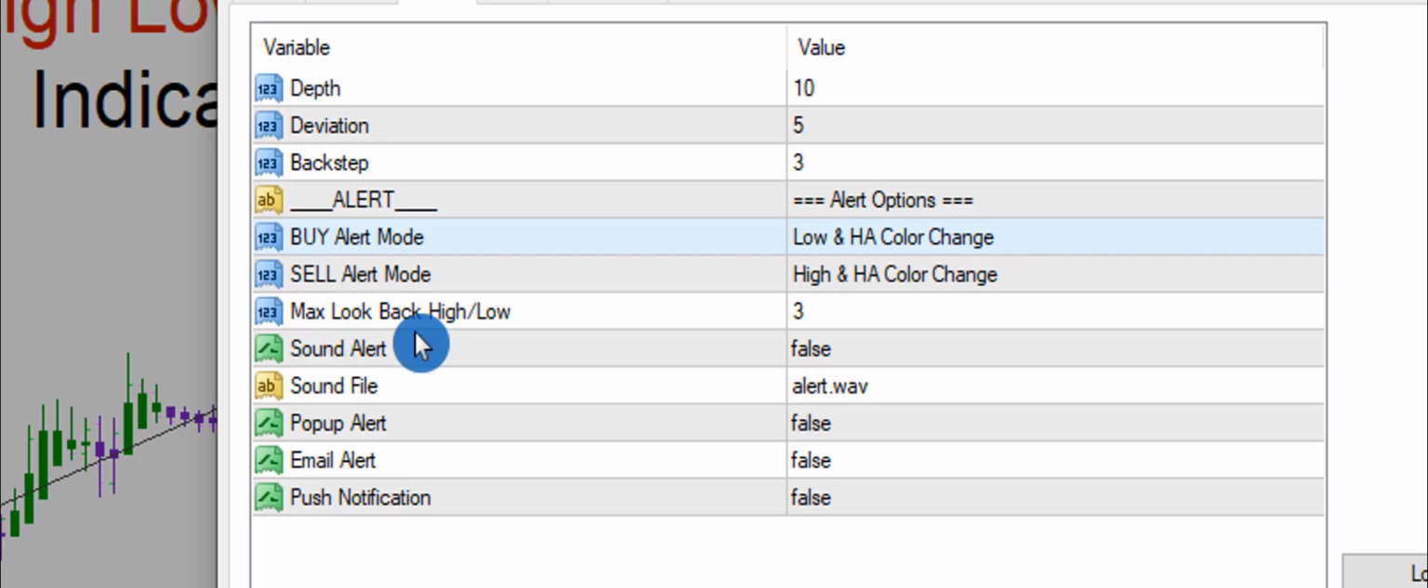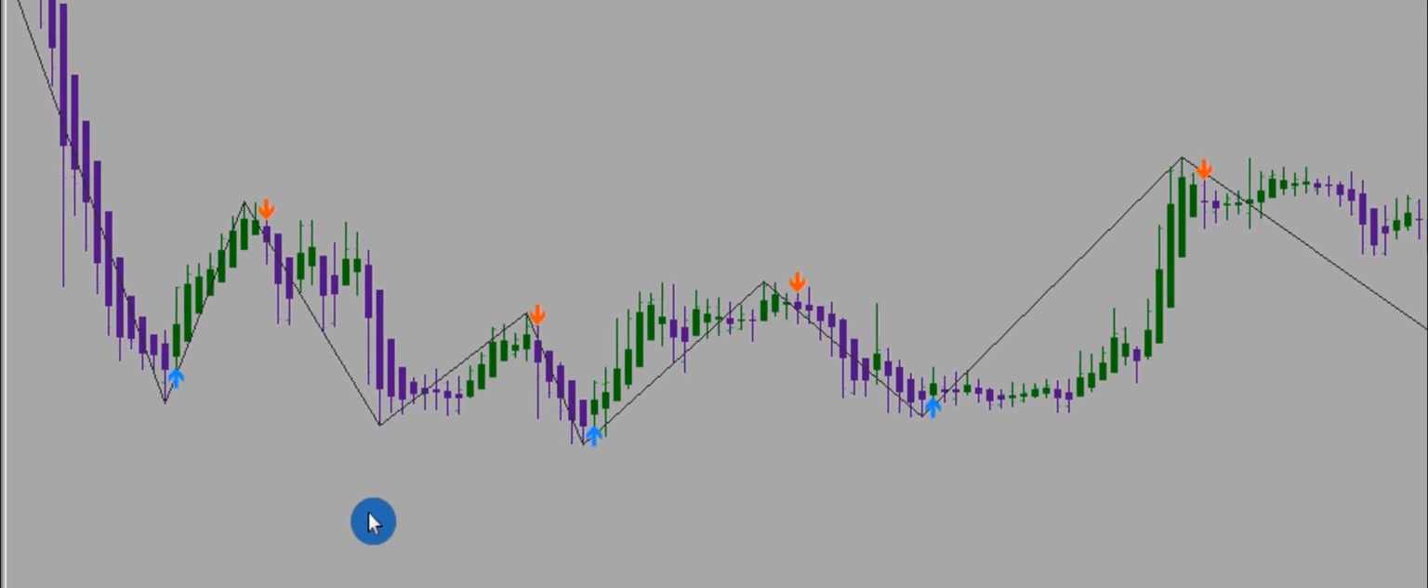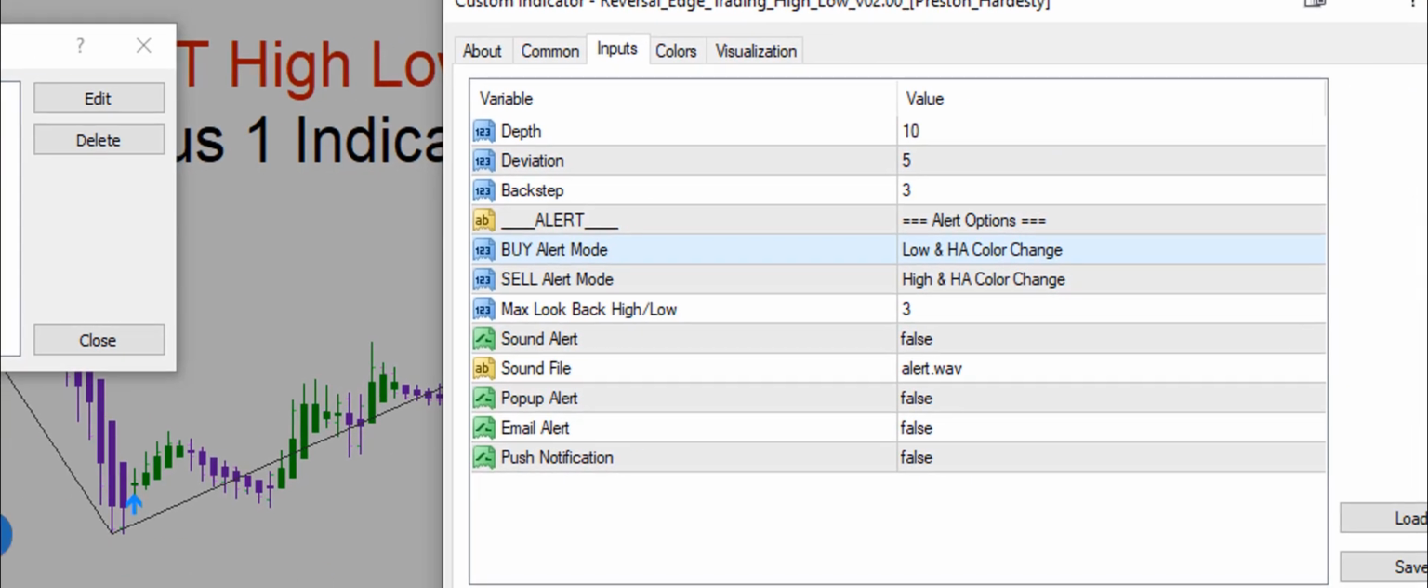And so there's a look back feature. I have it set at 3 bars because sometimes it takes a few candles before the color changes on Heikin Ashi. Sometimes it's 3, sometimes it's 4, sometimes it's 5, and then finally. But I have it on there. It can be adjusted. And so there's buy alert mode and sell alert mode.